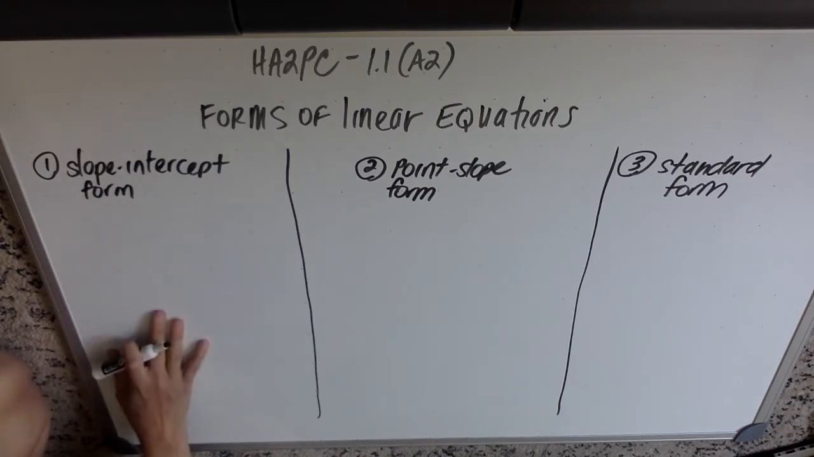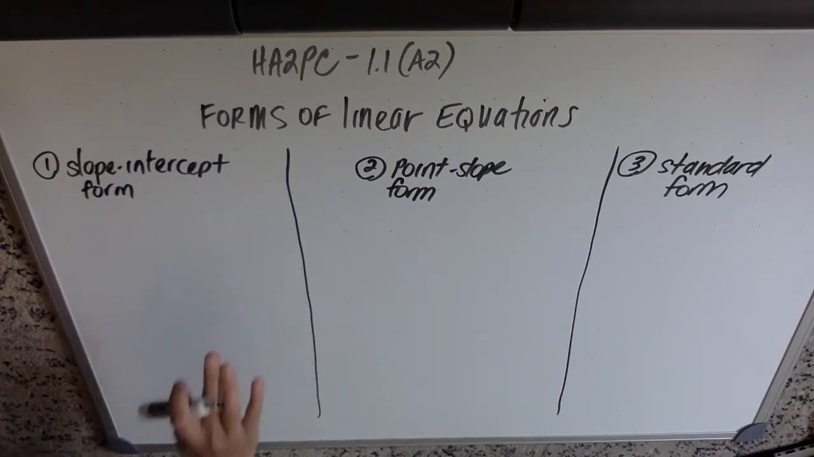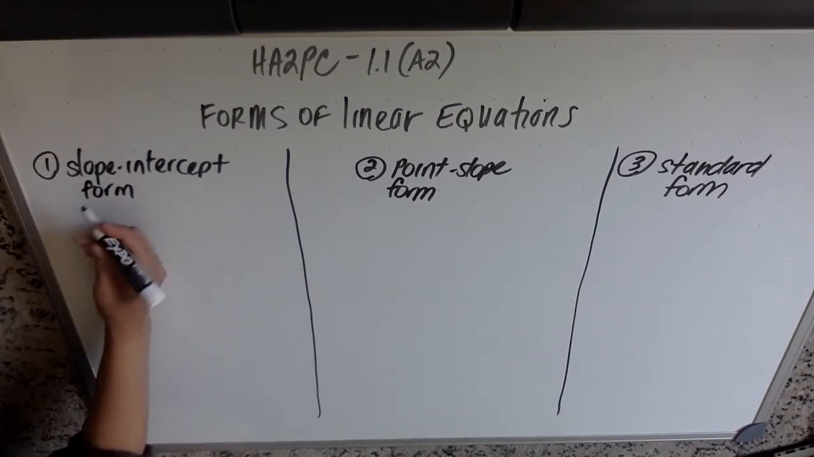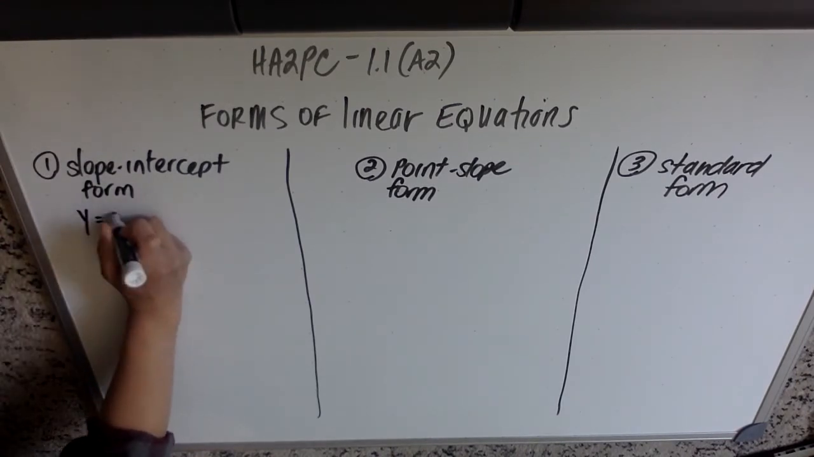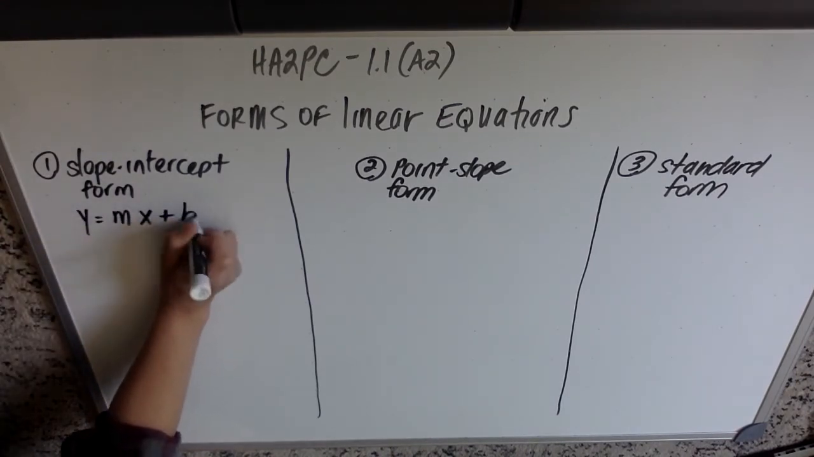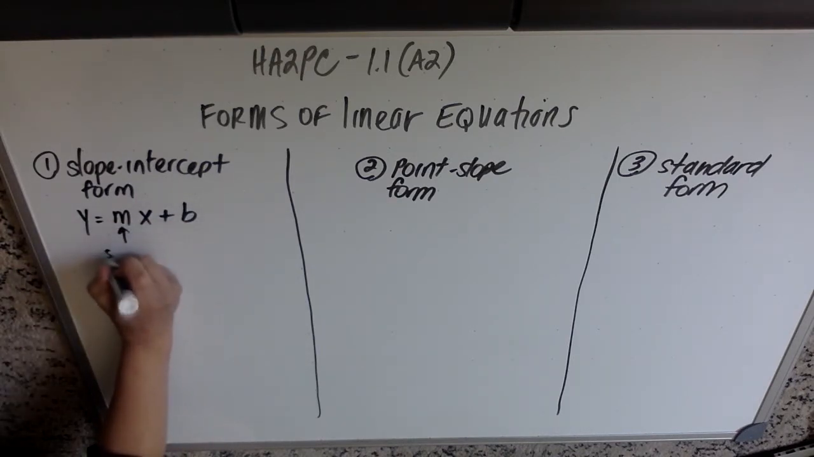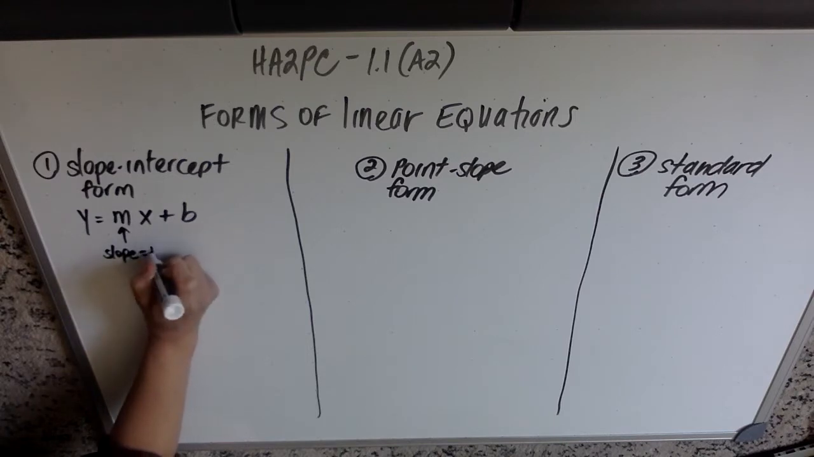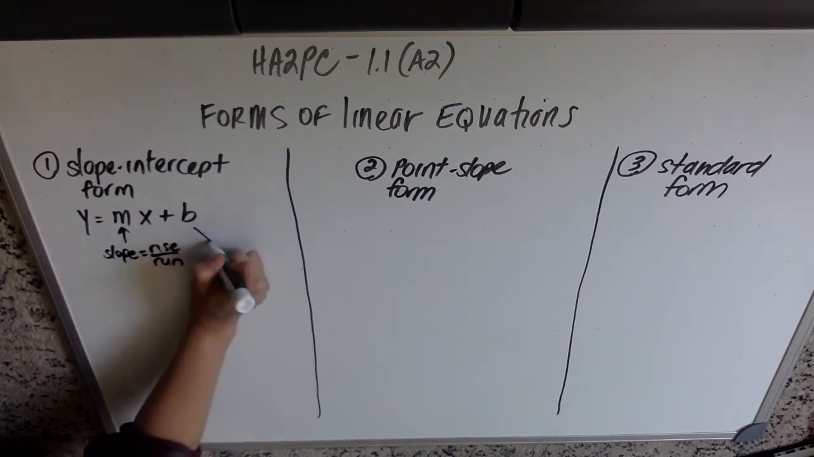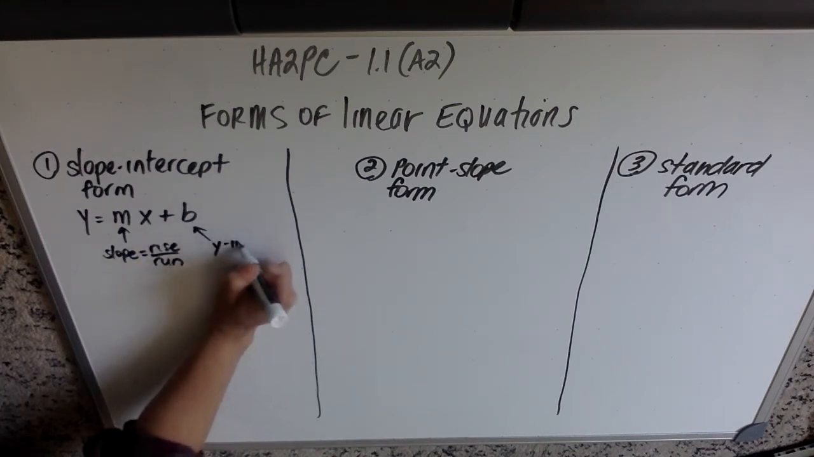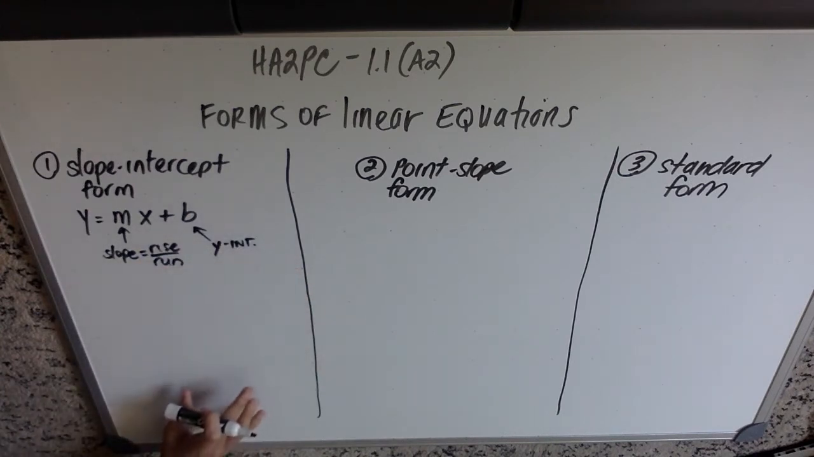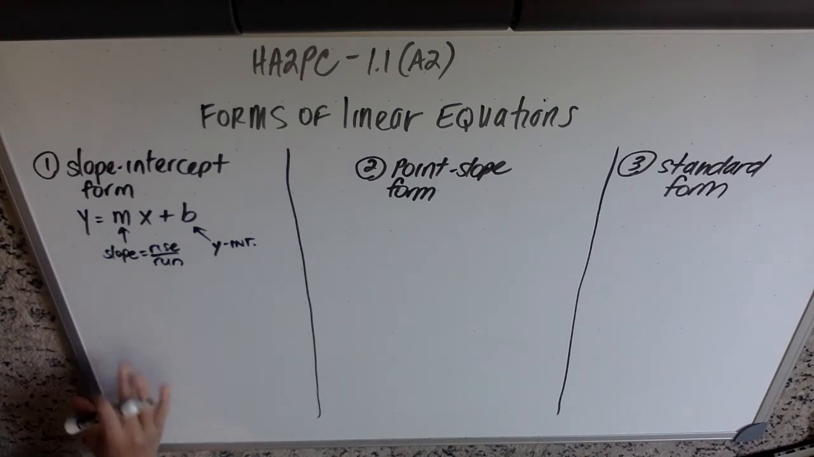So let's start with the one you're probably most familiar with, which is slope-intercept form. So slope-intercept form looks like this: y equals mx plus b. And it's called slope-intercept form because the m gives us the slope as the rise over run of the equation, and the b gives us the y-intercept. So again, named slope-intercept because it gives us both the slope and the intercept.